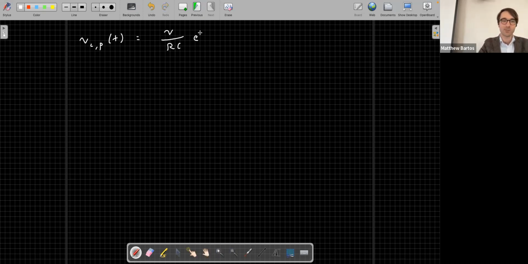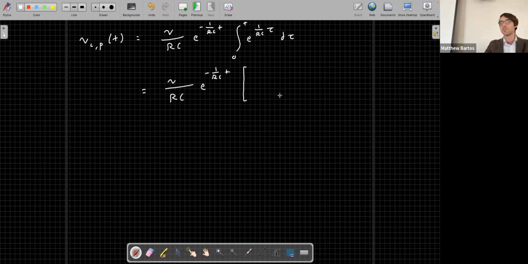So we have e to the negative 1 over RC t, all times the integral 0 to t of e to the 1 over RC. So note the negative is not there anymore. e to the 1 over RC tau d tau. Okay. And what is the indefinite integral of e to the 1 over RC tau? So what is the integral of this function here?